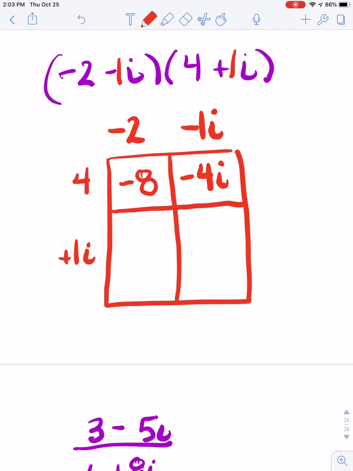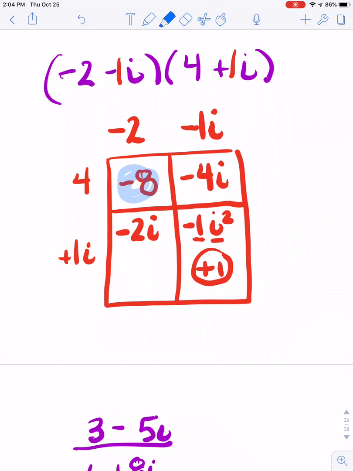If I go to the second row, positive 1i times -2 is -2i. Positive 1i times -1i is -1i squared. Now remember, we talked about our pattern that if this is -1, by the time I put a -1 in here for the i squared, it's going to end up being positive 1, so I'm going to use this.